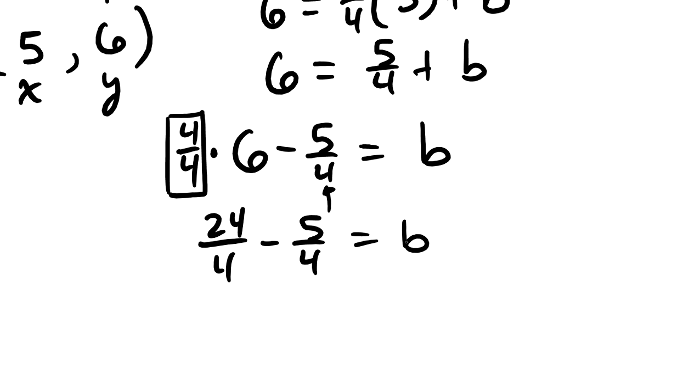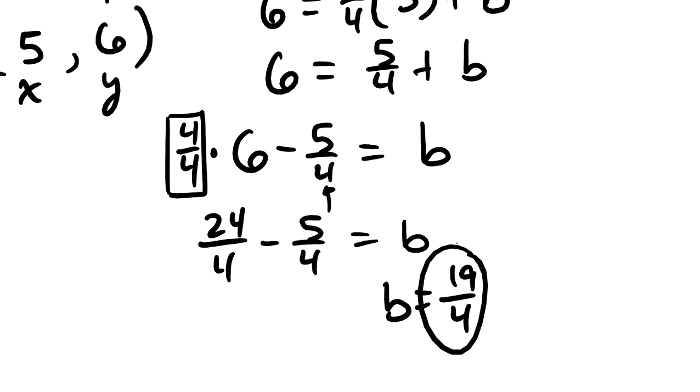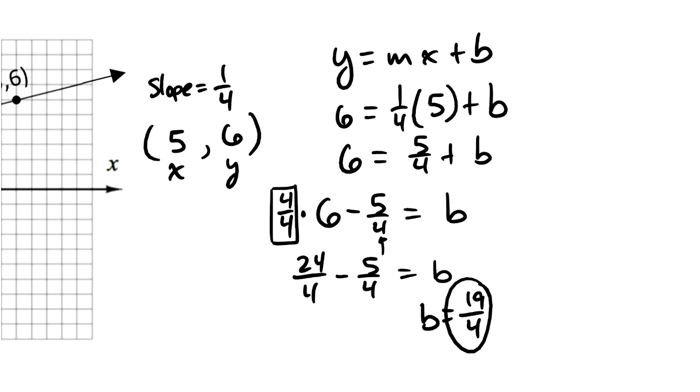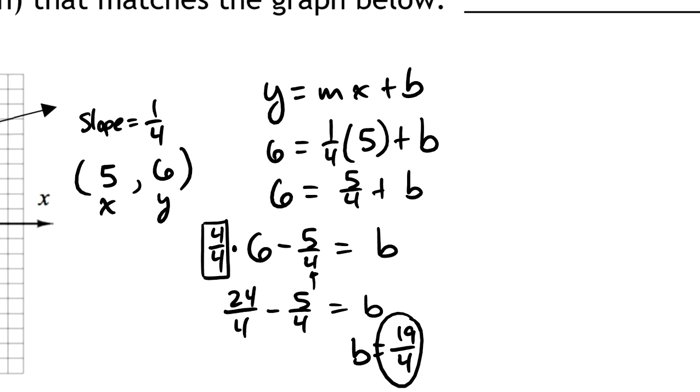And when I do that subtraction, 24 minus 5 is 19. So my y-intercept b is 19/4. And hey, that's perfect. Leave it there. Don't do anything else. Don't worry about it. It's 19/4. 19's prime. There's no giant ones there to simplify.